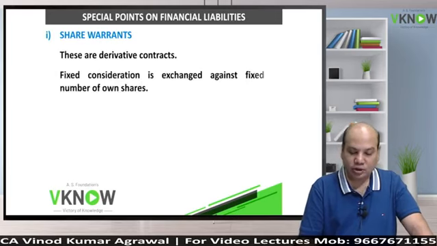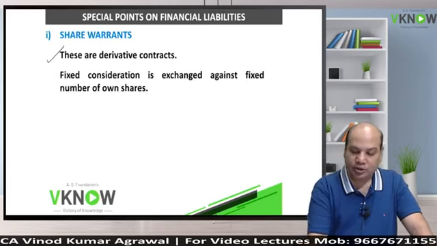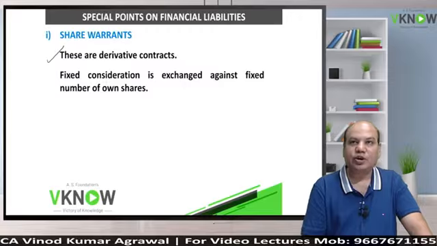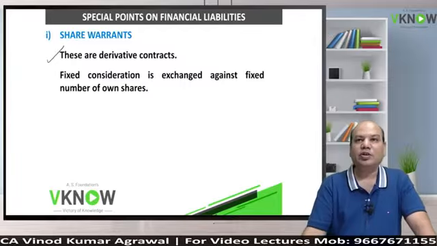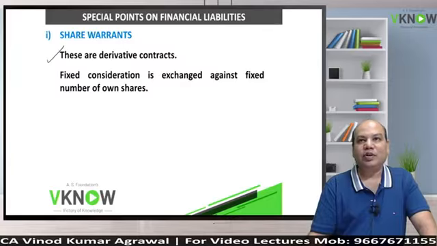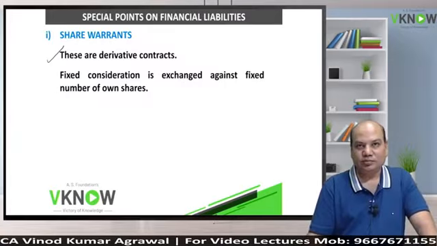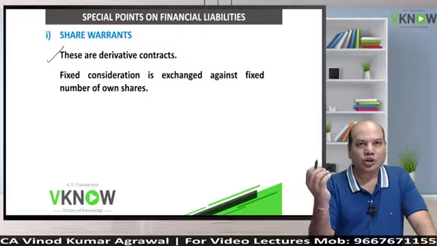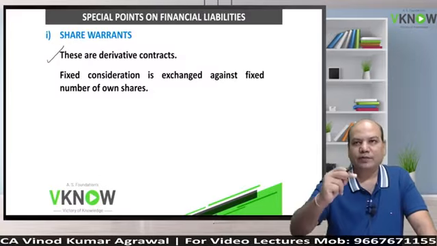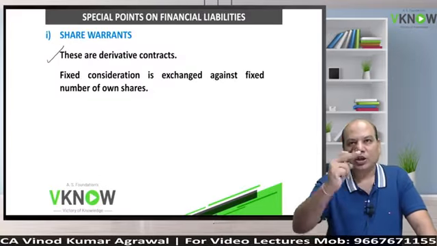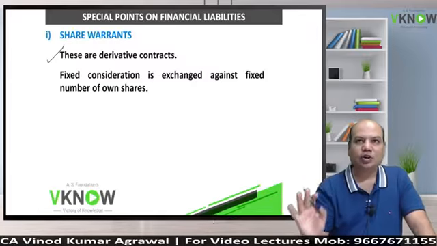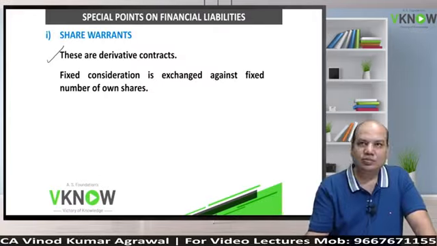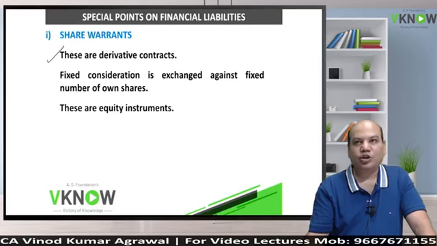What about share warrants? Share warrants will be treated as a derivative equity instrument. Why derivative? Because they are settled at a future date. Less investment is involved. You pay a very small amount and your company will issue a warrant to you, which after a certain time you can convert into a fixed number of equity shares. So they are derivative equity instruments.